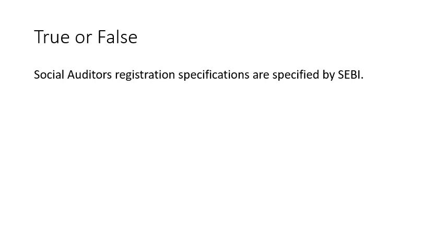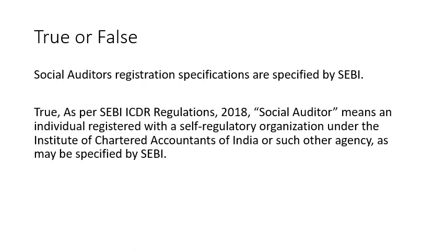Now it's very tricky in terms of the statement itself, because social auditor registration should ideally be done by ICAI. But if you see the explanation in the book, it says that first of all, this statement is true, and as per SEBI ICDR regulations 2018, social auditor means an individual registered with a self-regulatory organization under Institute of Chartered Accountants of India or such other agency as may be specified by SEBI. So the specifications are coming from SEBI.